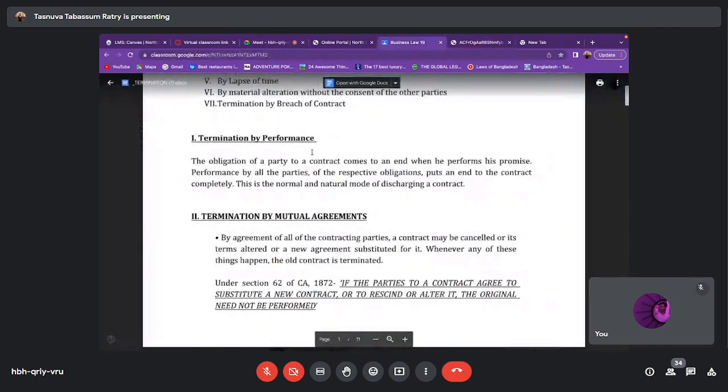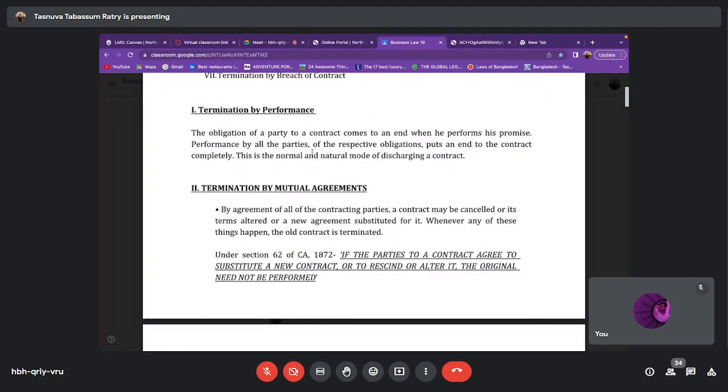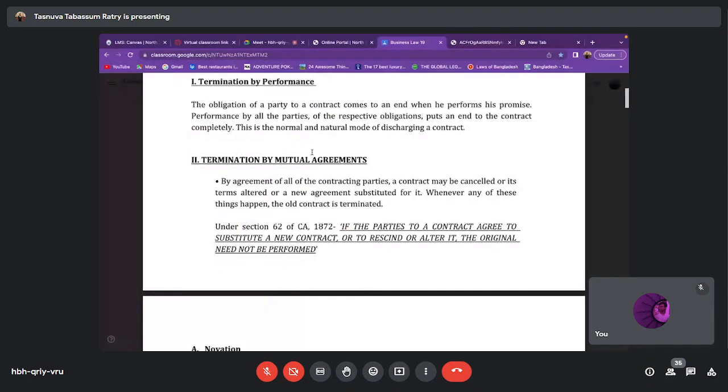Okay, so that's all about termination by performance. When a contract creates legal obligations, as soon as those legal obligations are fulfilled, then normally the contract comes to an end. The second termination is when termination takes place by mutual agreement. So, by agreement of all of the contracting parties, a contract can be cancelled, or the terms of the contract can be altered, or a new agreement can be substituted for an old agreement. Whenever any of this happens, the old contract is terminated.